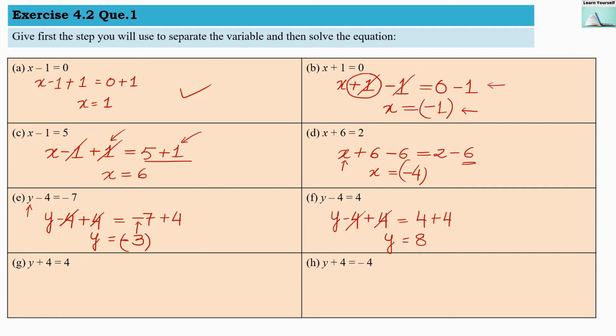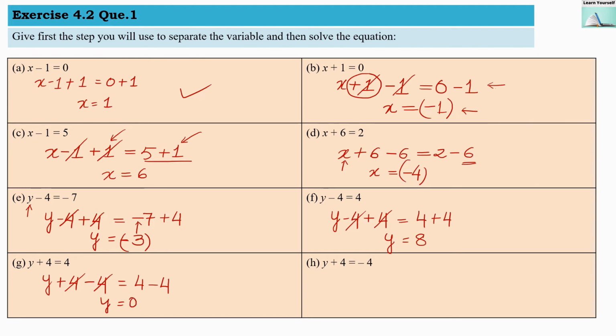Equation G: y plus 4 equals 4. So y plus 4 is there. If I want to remove this 4, I have to subtract 4. And similarly towards the LHS, I have to subtract 4 too. So plus 4 and minus 4 will get cancelled out. I will get y equals 4 minus 4, 0.